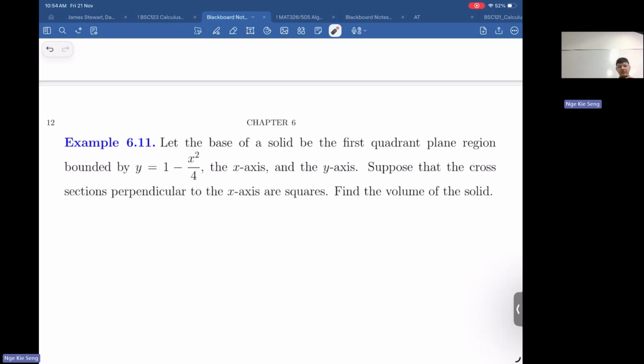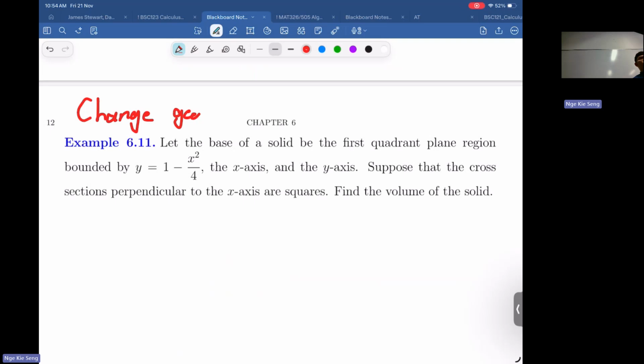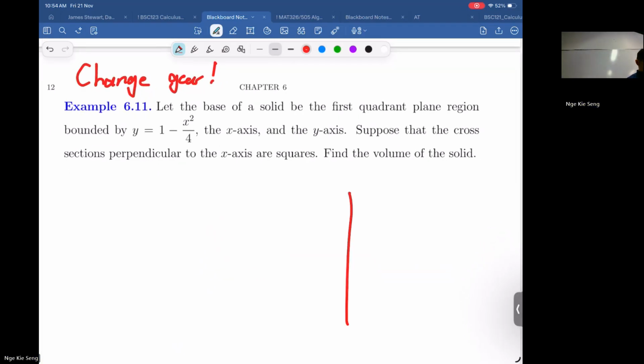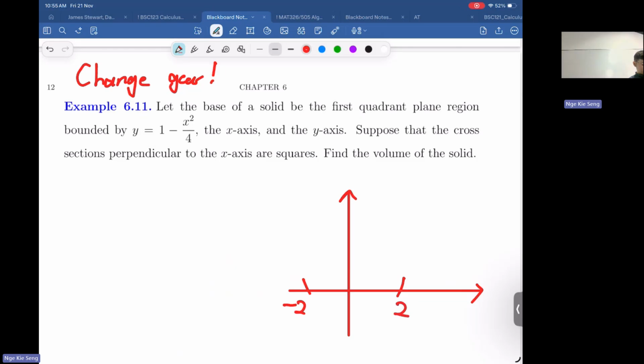So this is a bit different from what we had just now. Change gear a bit. This is not really a washer thingy, but I'm not sure why it appears here. So let's get the picture right first. The picture looks like this. Let's draw 1 minus x squared over 4. If you factorize it, there are two real roots here, -2 and 2.